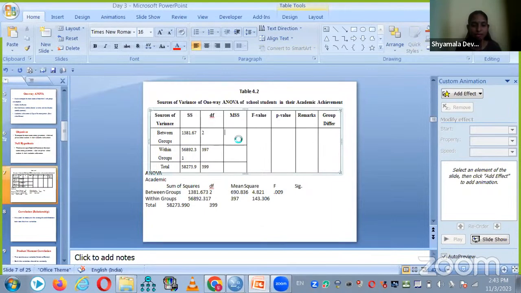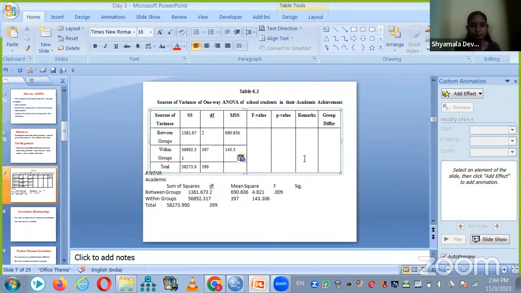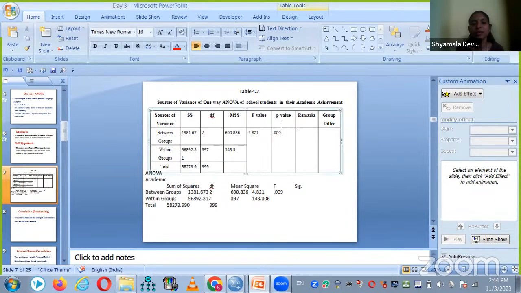So next one is the mean square values of between groups, here it is, 143.3. Okay, and the F value is 4.821. So the F value is 4.821 and the significance value is 0.009. So here, see, last year I forgot to tell you.